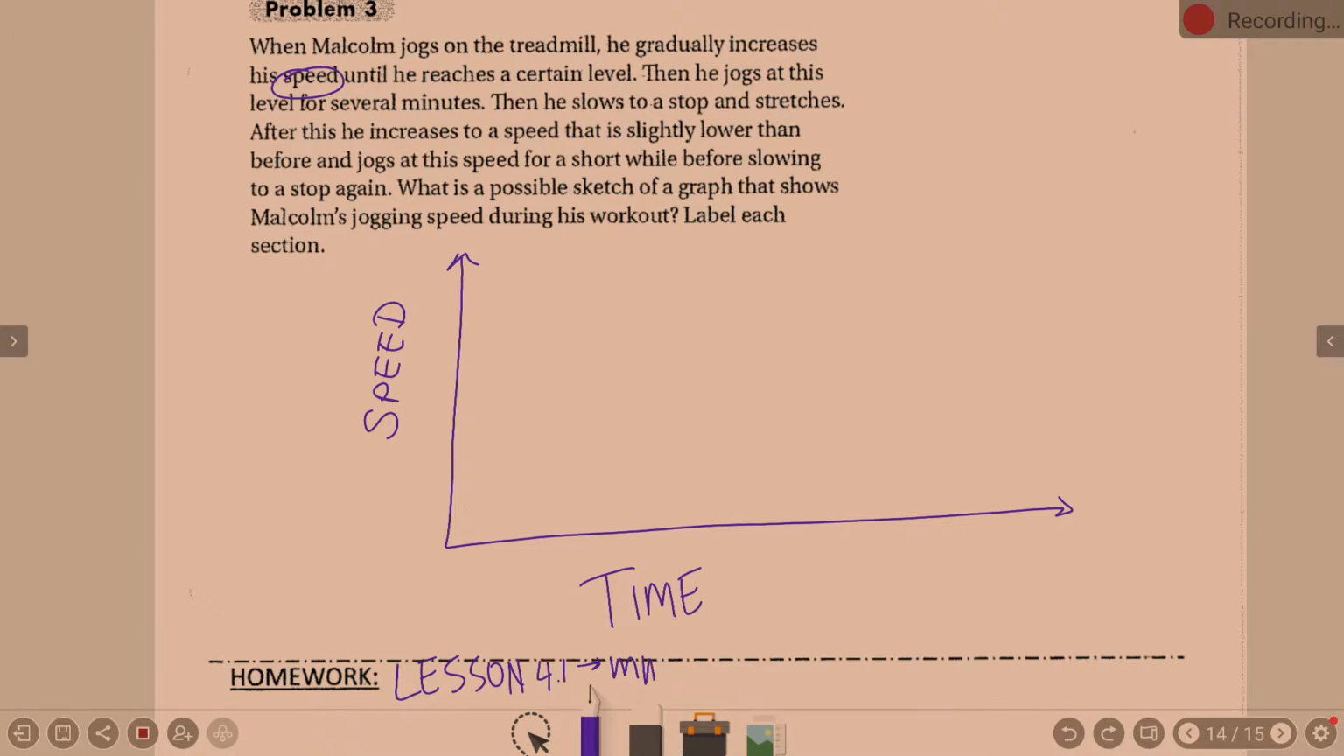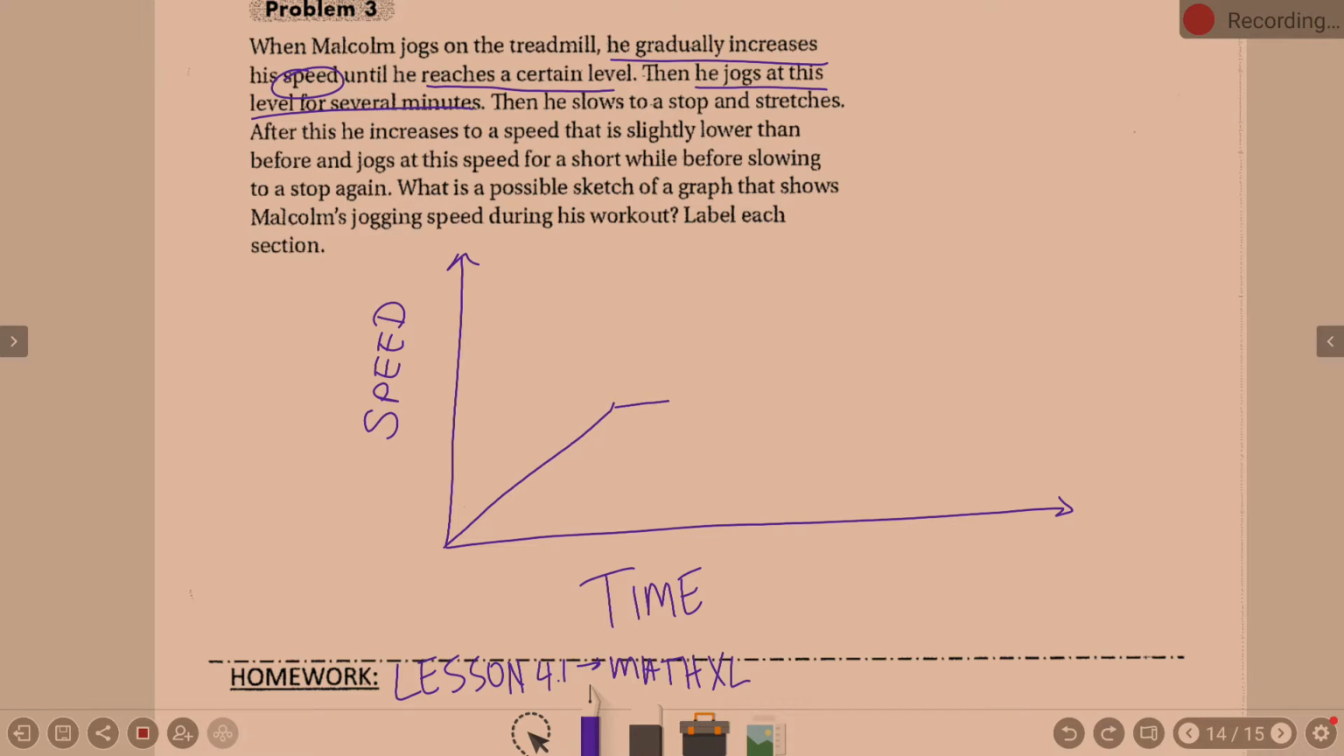Okay, guys, real quick. I want you to think through this. They're talking about Malcolm's speed here, right? Okay, so notice, what did I put on my bottom axis? Time. And then we're graphing his speed. So, what's he do first? He speeds up. He gradually increases for several minutes. So how are we going to show him increasing? It goes up gradually. Something like that, right? Then what's he do? He reaches a certain level, then he jogs at this level for several minutes.